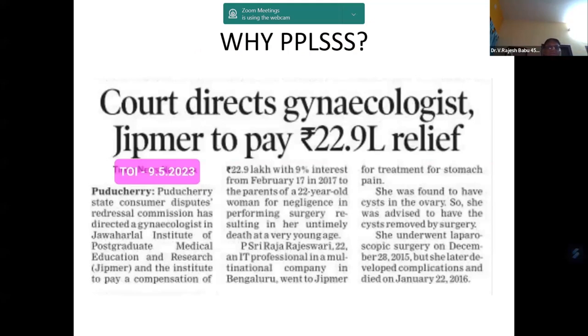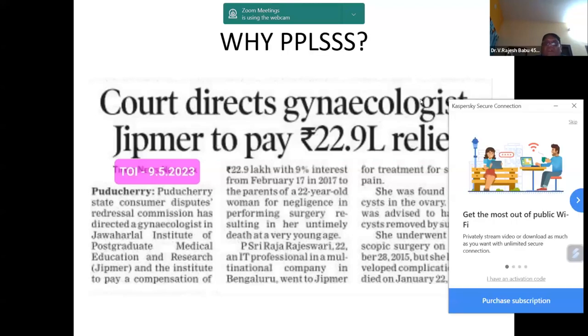See, why PPLS? Recently, in the Times of India on 9/5/2023, one gynecologist was asked to pay 22.9 lakh relief. That was one such case which you might have gone through, and they were not able to win. This surgery was done under laparoscopy, and the patient died. That was the problem, and for that 22.9 lakh rupees was sued.